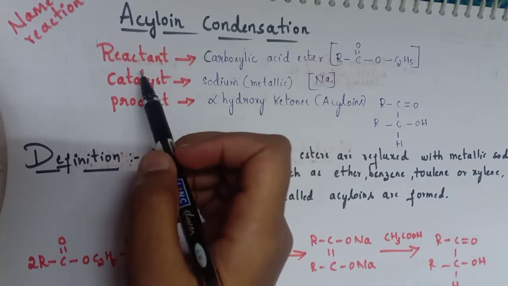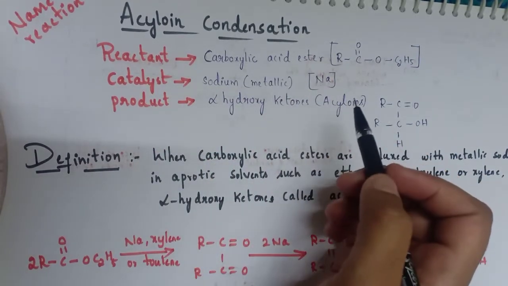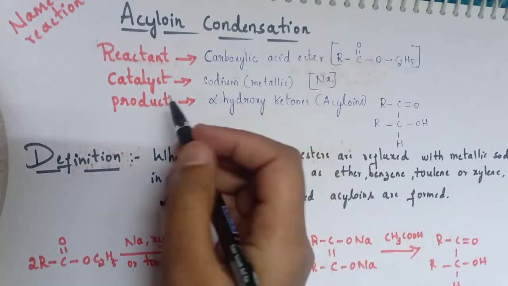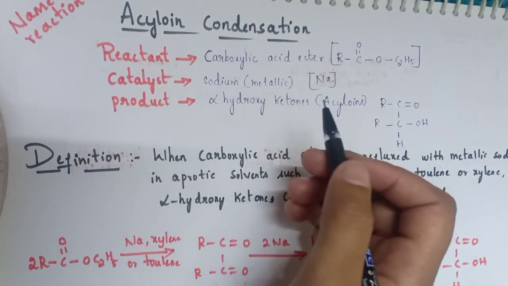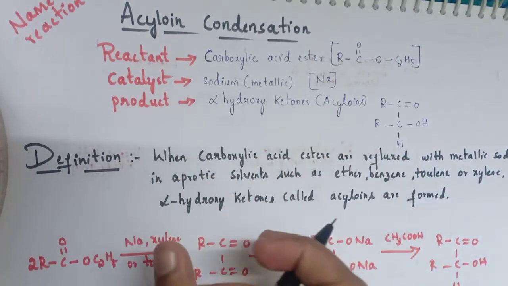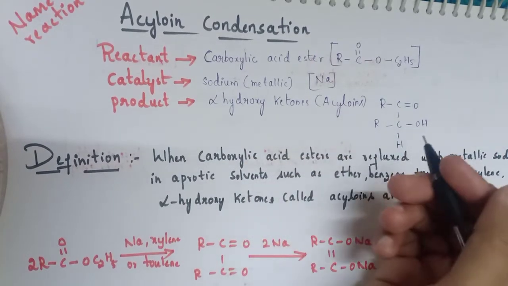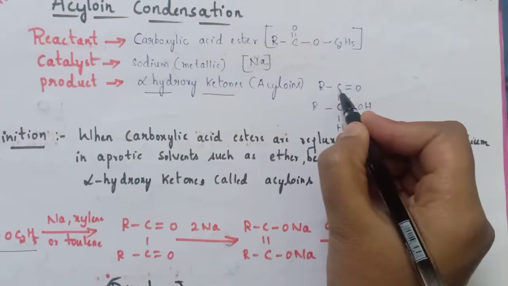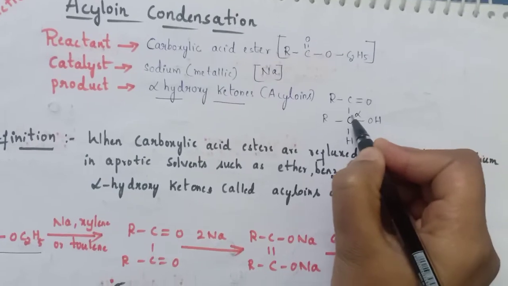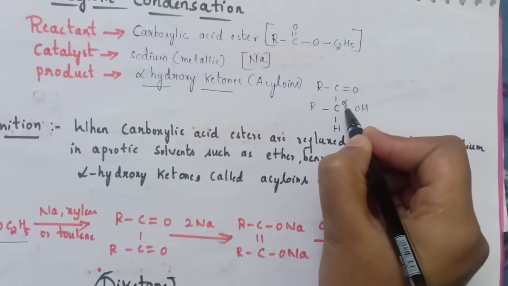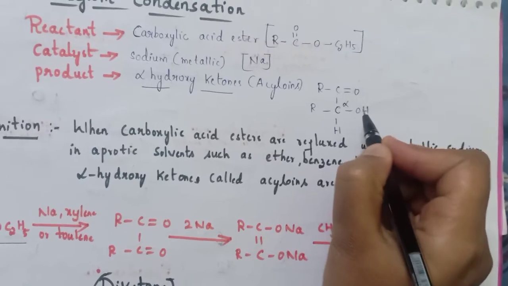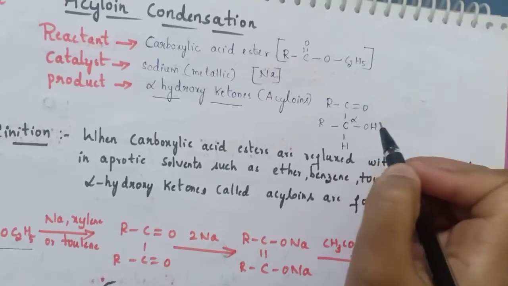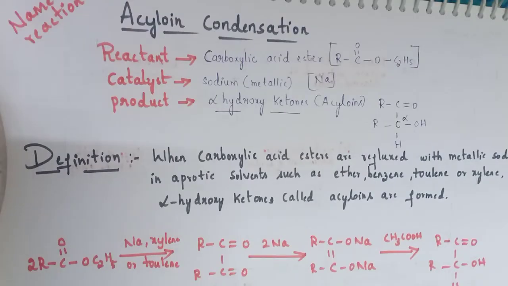So here the reactant is carboxylic acid ester, which has the general formula COOR. The catalyst is sodium in metallic form, and the product we are getting is alpha hydroxy ketones, also called acyloins. Here there is a carbonyl group, and beside it the first carbon is called the alpha carbon. A hydroxy group is attached to this alpha carbon, so it is called an alpha hydroxy ketone, the product of Acyloin condensation.